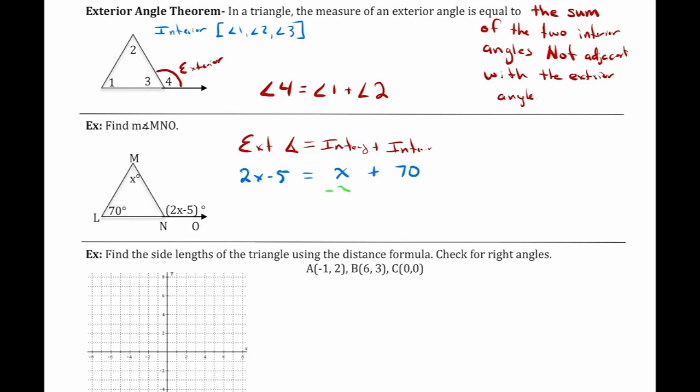We can subtract x from here, subtract x from here, and add 5, which is going to give us x equals 75. We now know what x is. We need to finish this off and find the angle of MNO, which we know was 2x minus 5. So we will plug in that 75, and we'll get that MNO equals 145 degrees.